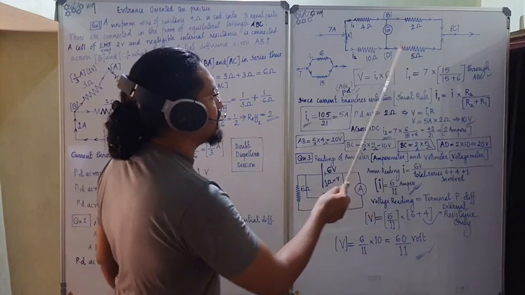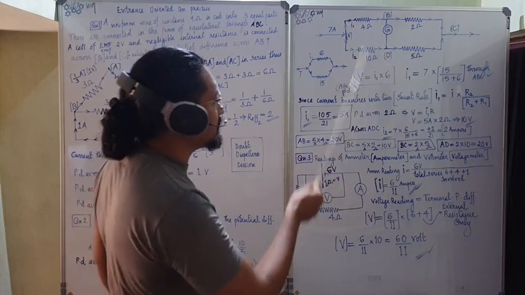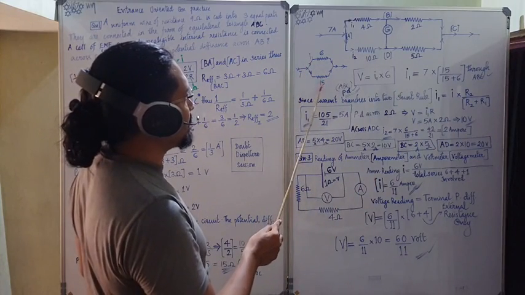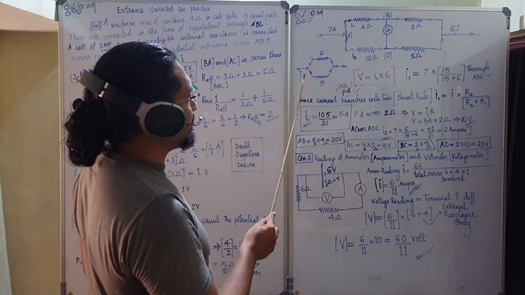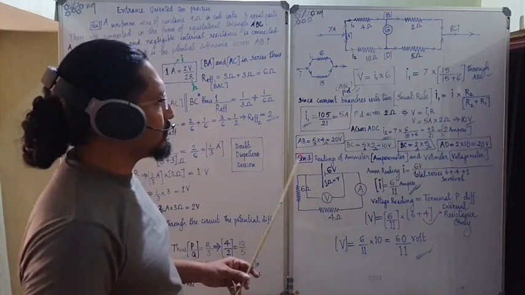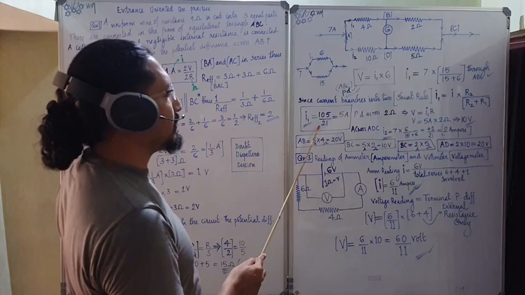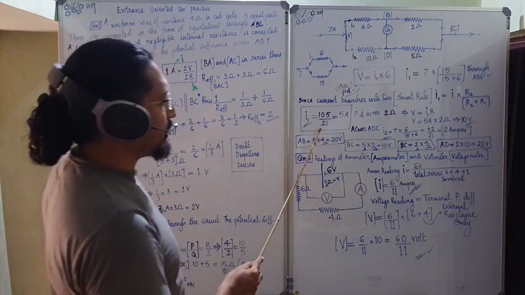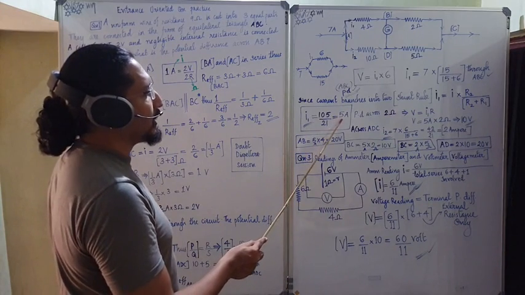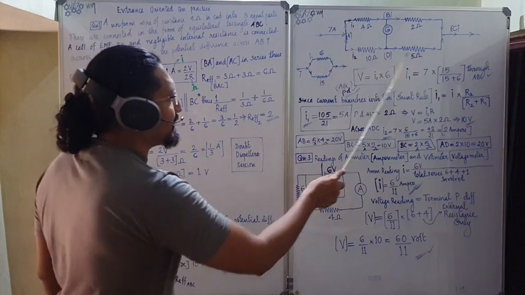Understand this very well. Thus I1 is equal to the other side whole resistance divided by this whole resistance. That is I1 is equal to 7 into 15 divided by 15 plus 6. So can we solve this? 7 into 15 is equal to 105. 15 plus 6 is equal to 21. 105 by 21 is 5 ampere. So 5 ampere goes through here and 2 ampere goes through here.